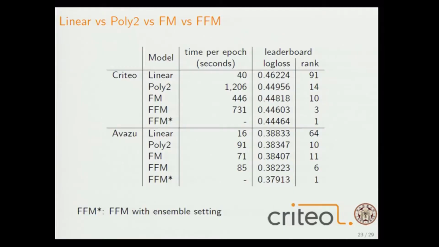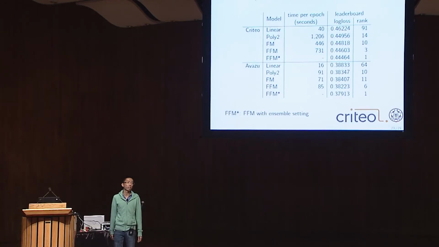And at the other end, we can see that linear model is super fast, but the log loss is actually much worse than the other models. It is because the linear model is not learning the effect of feature conjunction. And of course, if we use FFM with the ensemble setting, then we will get the first place in both competitions.